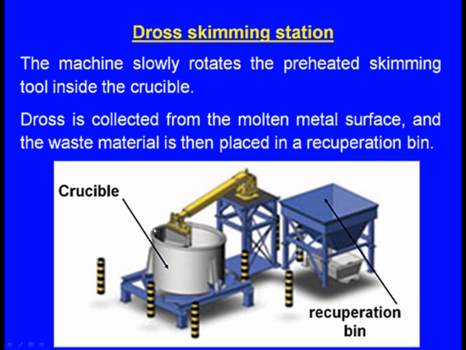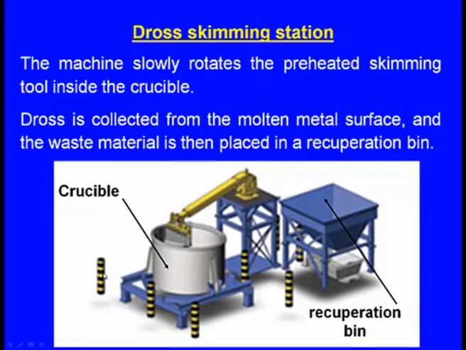So this tool will be rotating. And the dross, though it may be present inside, will be collected because it is rotating. Because of the centrifugal force, what will happen? The dross density is very low compared to the density of the molten metal. So it will be collected at the center because less centrifugal force falls on it. Then it will be removed and kept inside the recuperation bin.